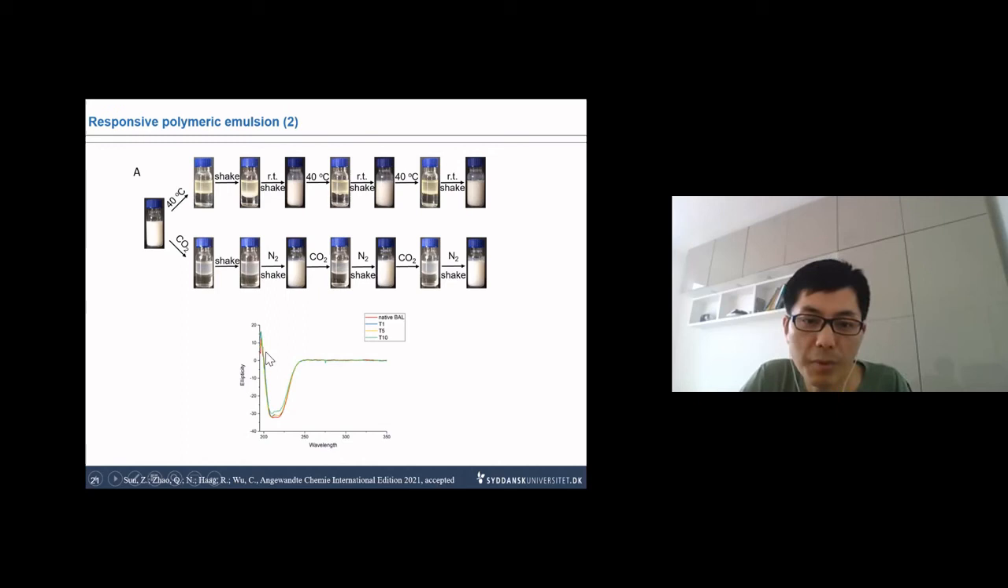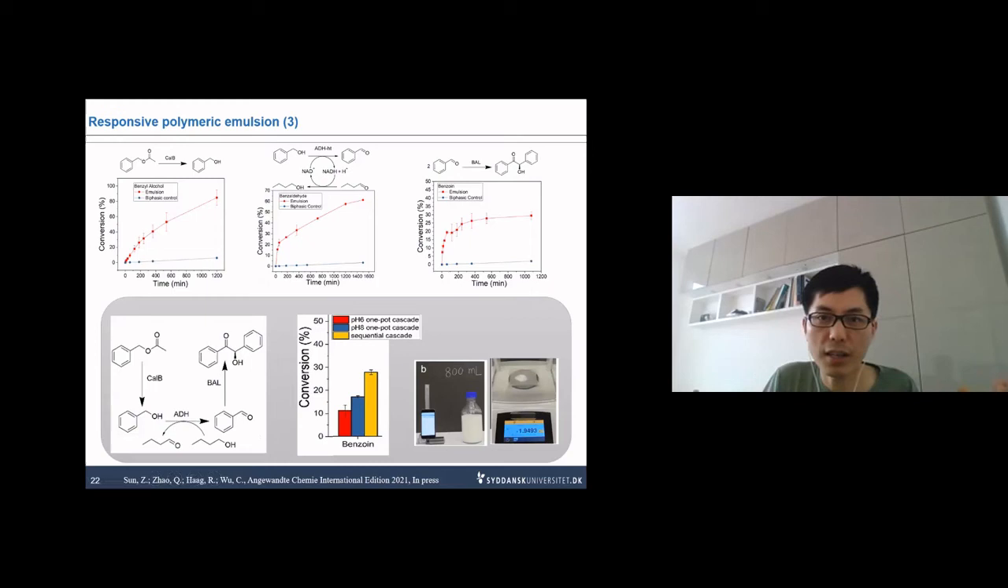So we use the experiment to prove that when you have enzyme inside, the enzyme is not denatured by such a temperature and such a CO2 treatment. The secondary structure of the enzyme remains nearly the same. So if you have such a smart emulsion, which is responsive to the environmental change, it has allowed us to perform three different enzymes for three different chemical productions. We use the first enzyme, lipase, to do hydrolysis reactions, and we have the second enzyme to do oxidation reactions. We have the third enzyme, which is benzaldehyde lyase, to do the benzoin condensation reactions.